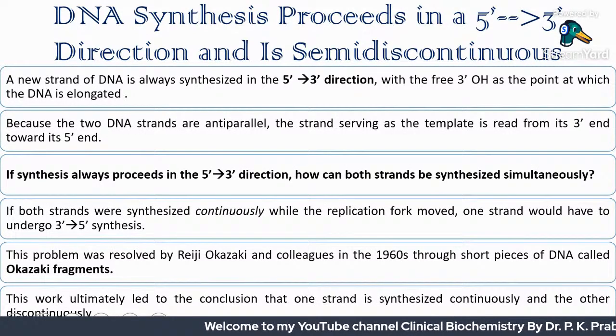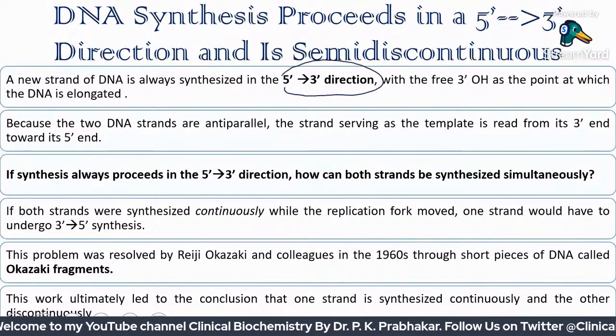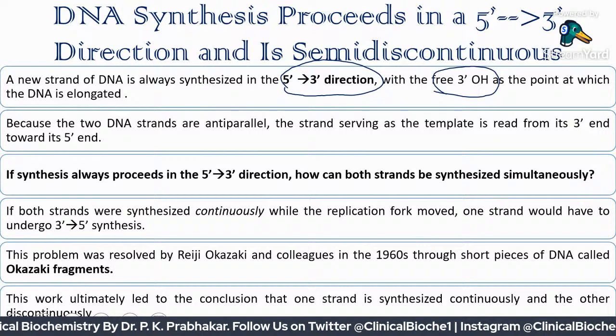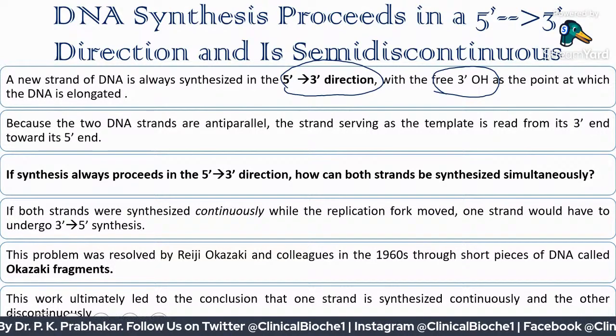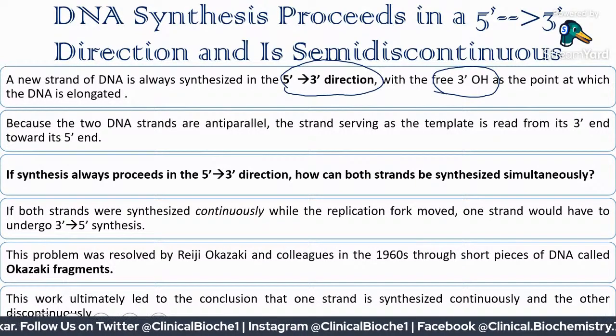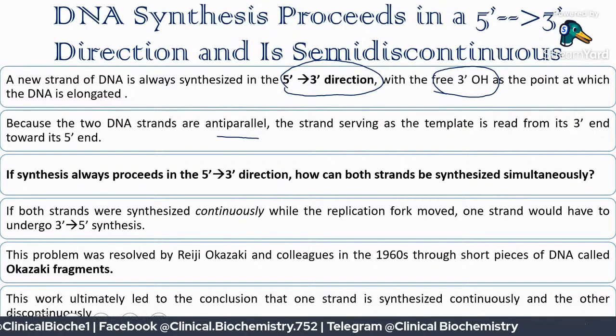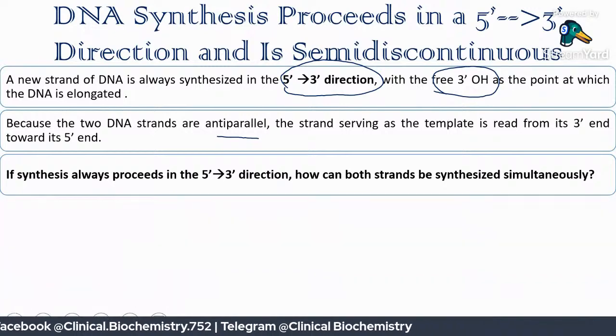Okay, so a new DNA strand is always synthesized in the 5 to 3 direction. I have already told you that. This free 3 prime OH is the point where DNA is going to be elongated, where a new nucleotide comes. Because the two DNA strands are anti-parallel, the strand serving as a template is read in the 3 to 5 direction. How will it happen? Like this one.